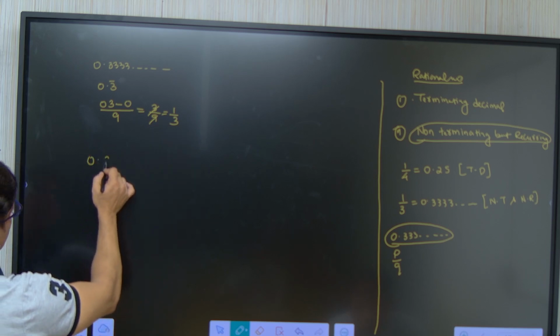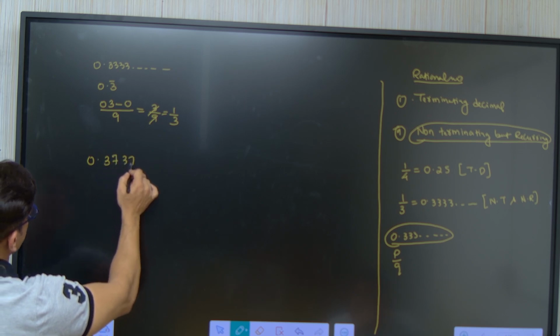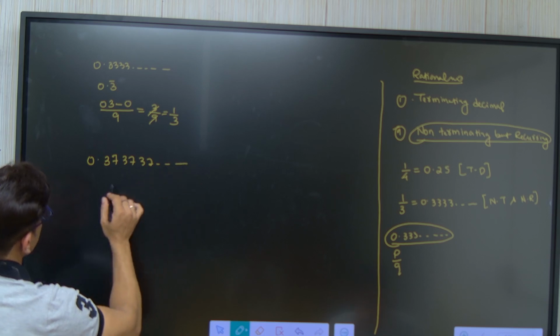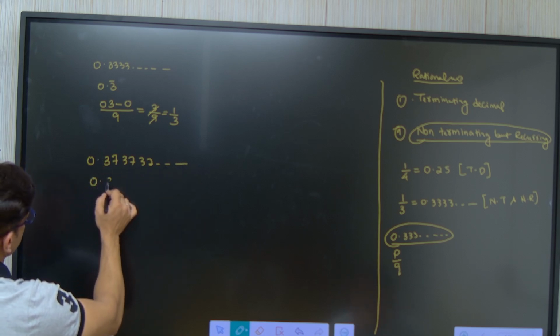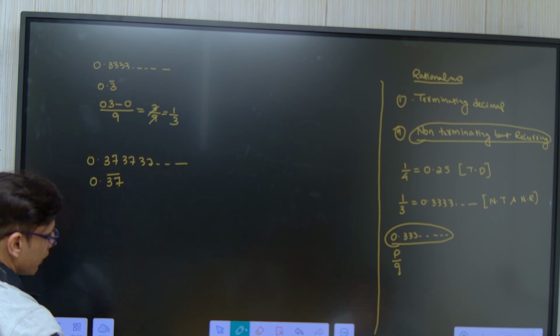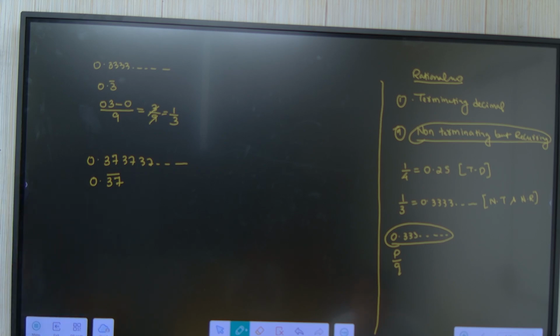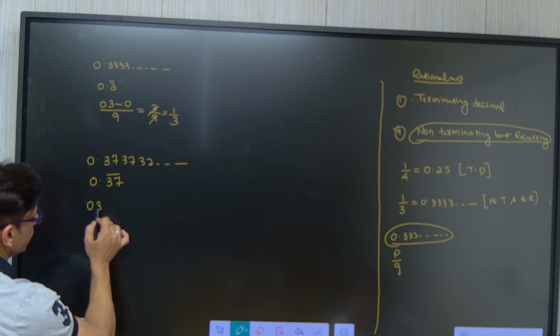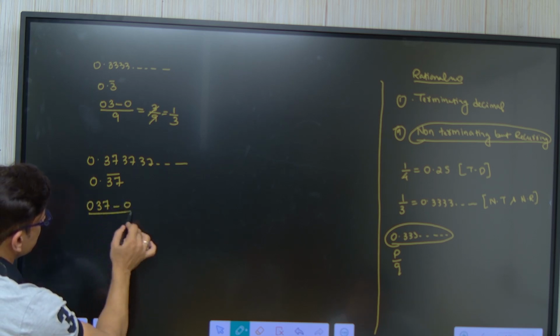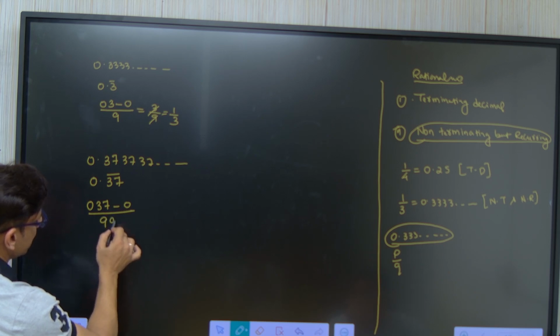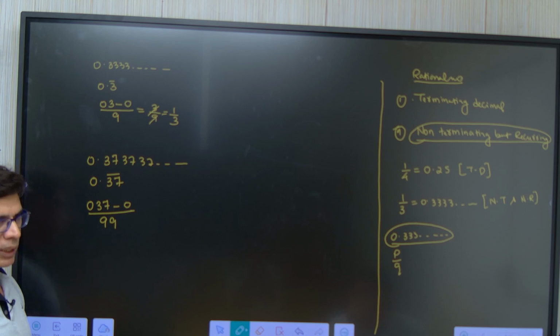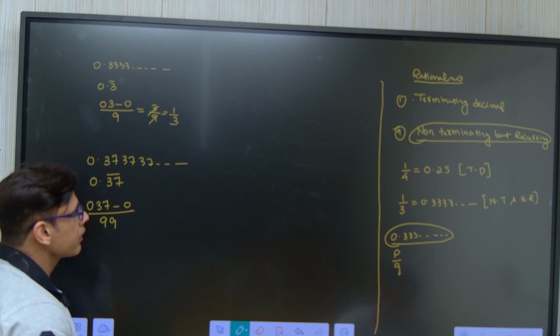Let's make it more complex. Let's say you have 0.373737 and so on. I can also write this as 0.37 bar. First step is remove bar and decimal and write this number as it is, 037, minus 0, divided by how many 9s? Two 9s, because bar is on 2 digits. So put 99 for that. This will be 37 by 99.